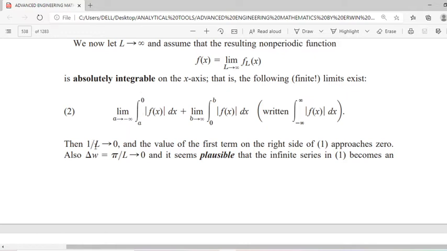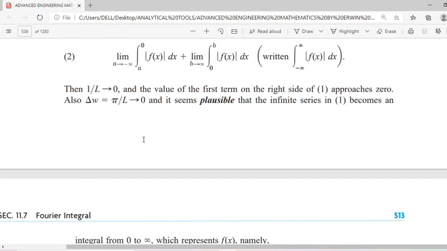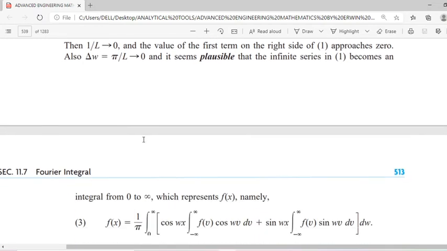Okay. So using that integrability assumption, if L tends to infinity, 1 by L tends to 0. Okay. Delta W equal to pi by L tends to 0. Okay. So what happens? Yeah, then f of x is equal to 1 by pi. The first term will be going to 0. And the second term, what about the second term?